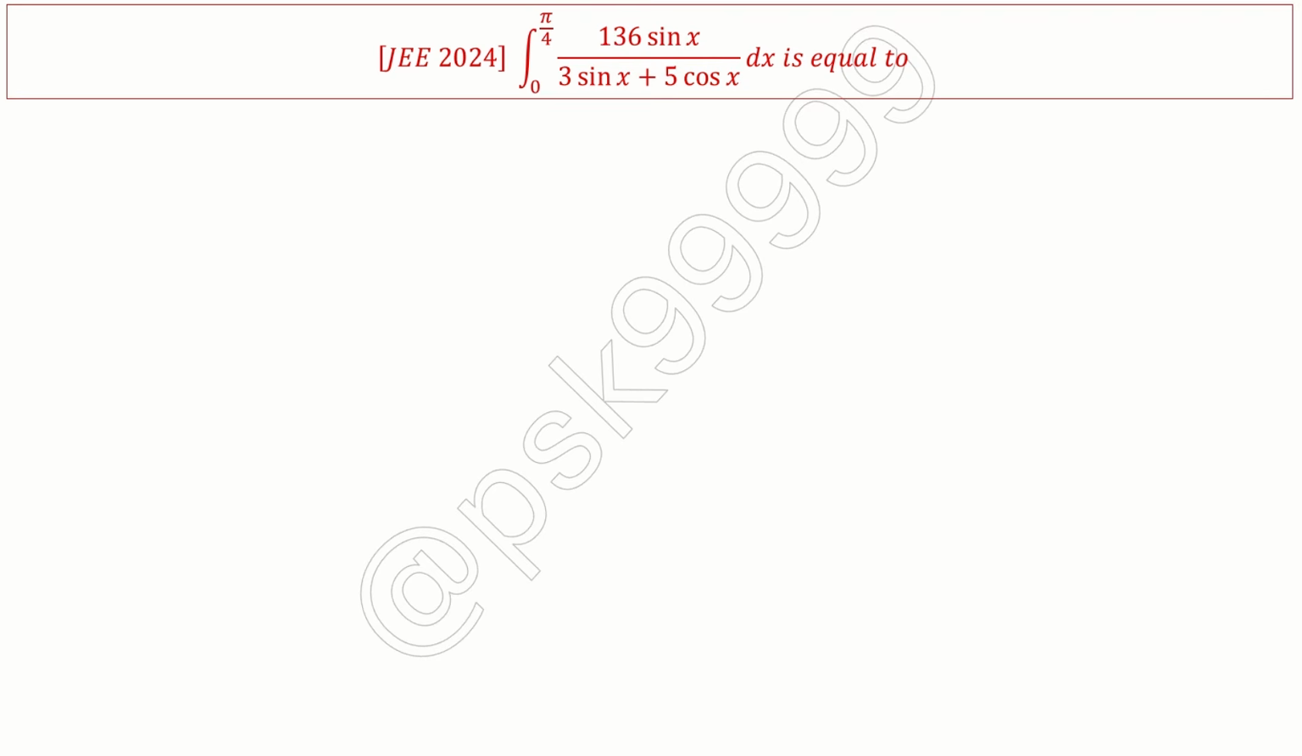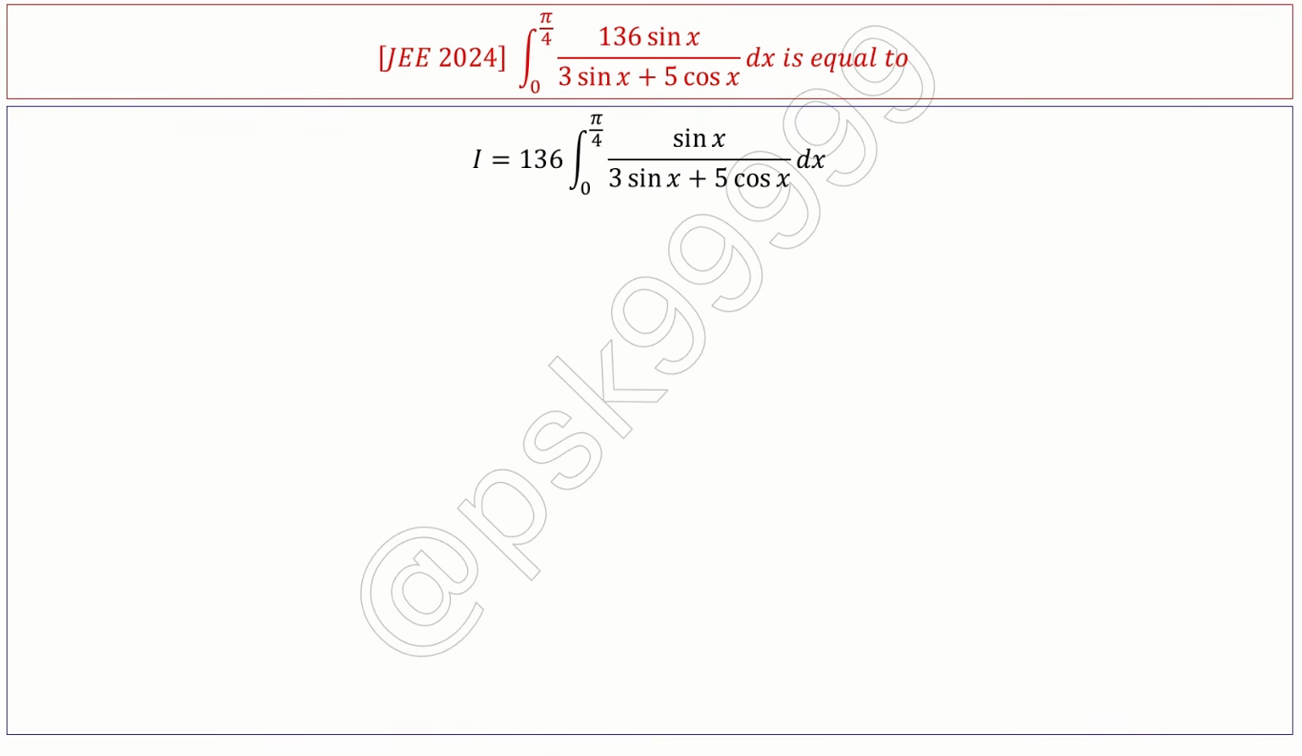So for these kinds of problems where you can't get tan x and secant square, how to solve is, this is actually simpler than the previous one. The only thing is you should know how to do this beforehand. I think we have solved a similar one before. Take 136 out of the integral first. So this is 136 times the integration from 0 to pi by 4 of sin x divided by (3 sin x plus 5 cos x) dx. Now you take sin x equal to a times the denominator plus b times the differentiation of the denominator. Now you express sin x in this form.